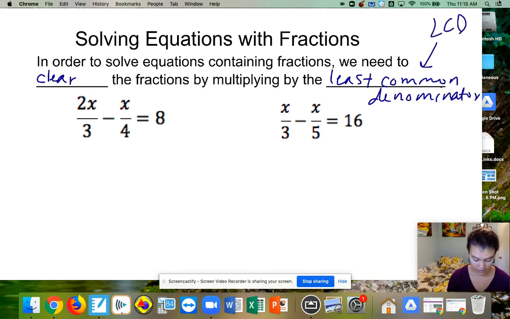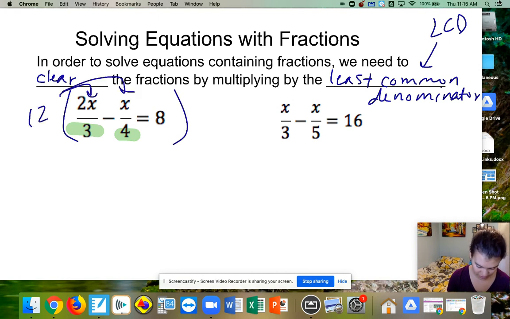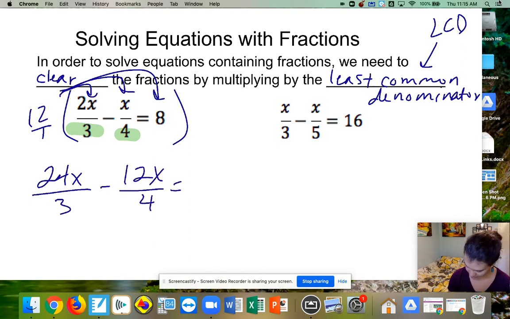So if we're looking at the first one, the denominators are 3 and 4. So the least common denominator is going to be those two numbers multiplied together. So 3 times 4 is going to give us 12. So we want to multiply everything by 12 and then distribute that into all the top numbers. Really, it's like 12 over 1. So the bottoms are just multiplied by 1. So this will give you 2 times 12 is 24. So 24x all over 3 minus 12x all over 4 is going to equal 96.